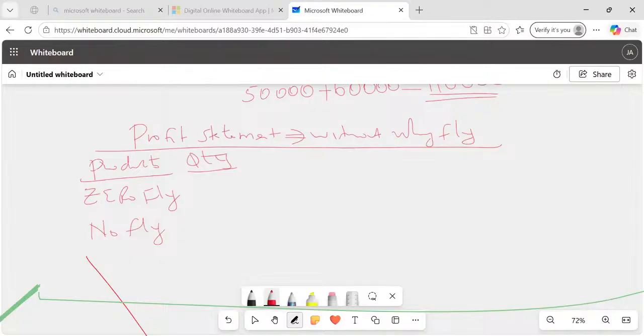So the zero fly quantity is remaining the same. 50K, thank you so much. This is remaining the same, 50,000. No fly, you have given me 110,000. So I want you to come and write CM, give me total contribution here, everything, until you give me the profit, which we shall be able to get here.